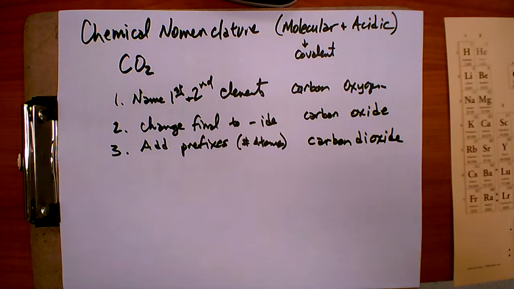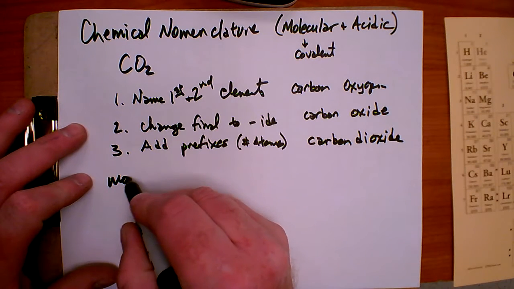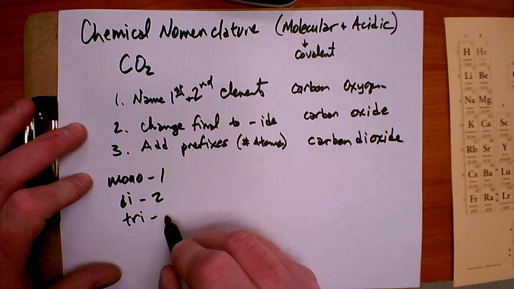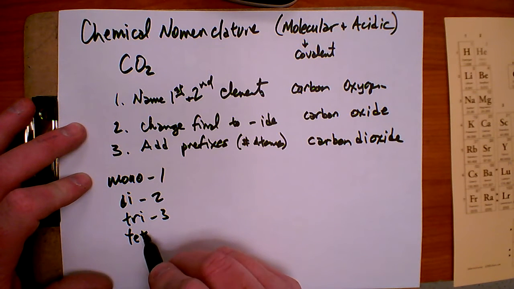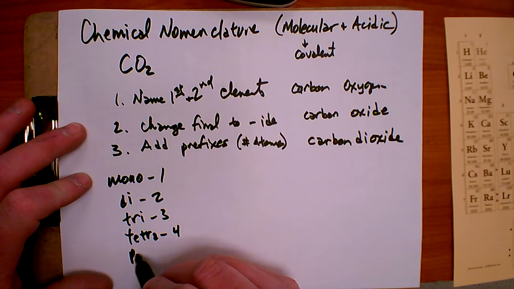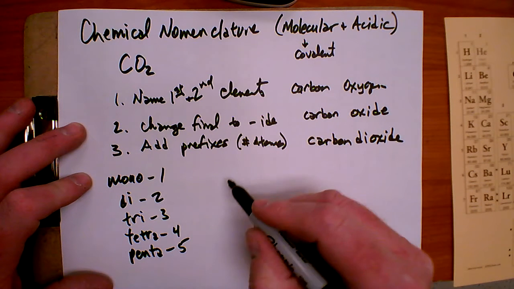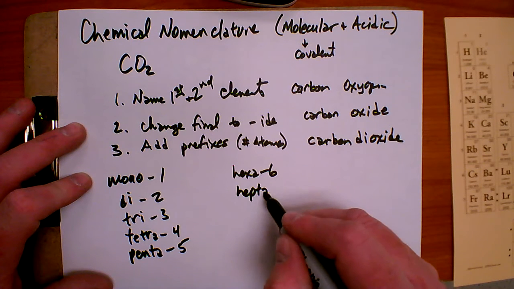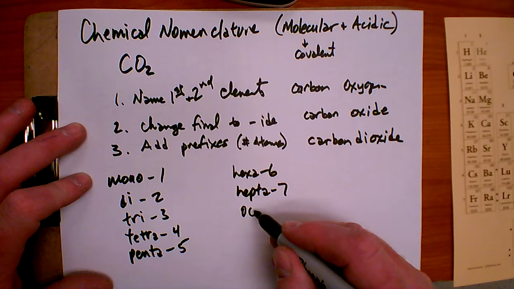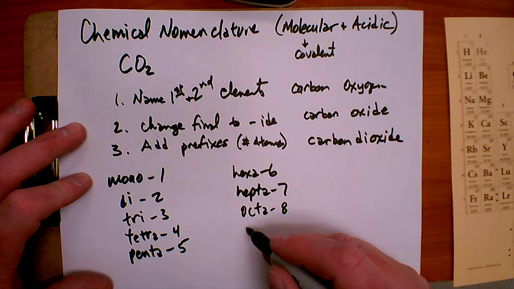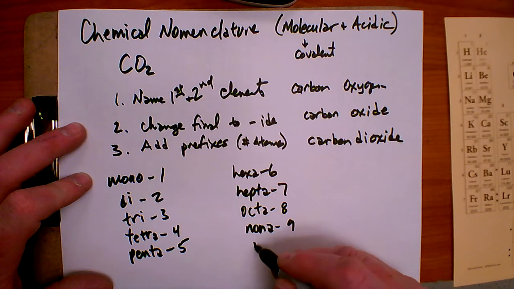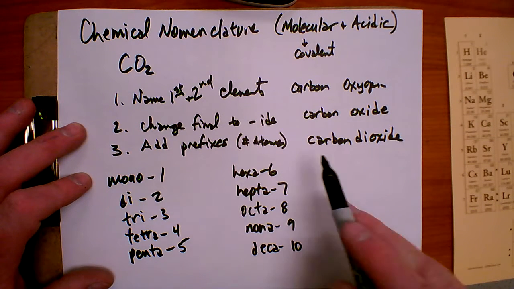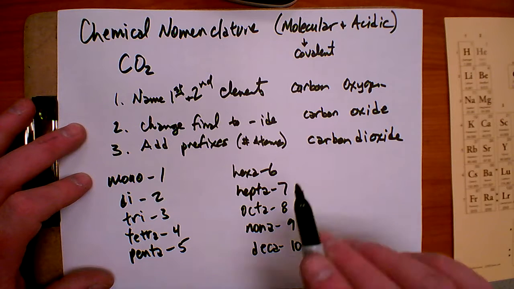The prefixes you'll want to remember: mono is 1, di is 2, tri for 3, tetra is 4, penta 5, hexa 6, hepta 7, octa 8, nona 9, and deca 10. So those are the prefixes. And again, if the first one is a single, you don't say monocarbon, you just say carbon.